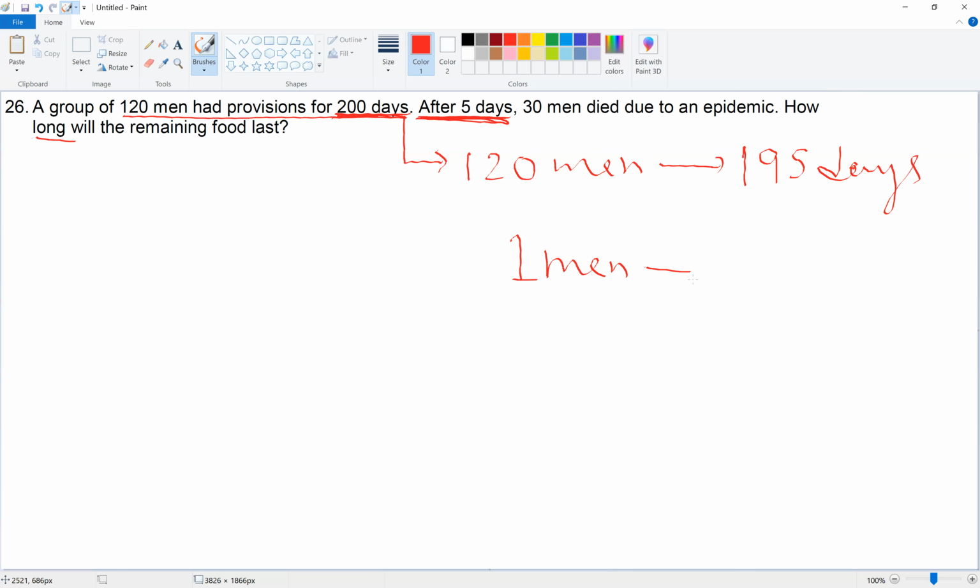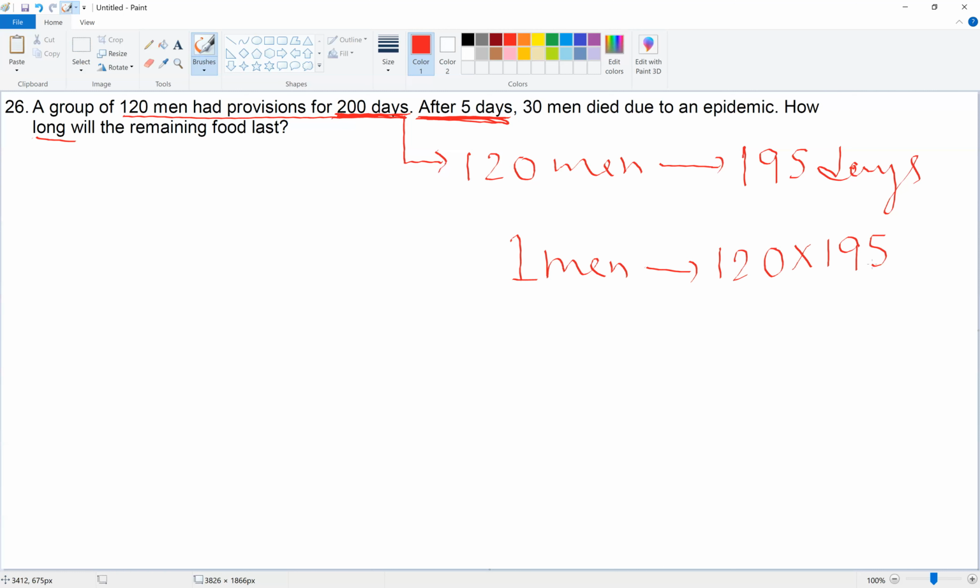Instead of 120 men, if I have only one man, how long will the food last? Is it multiplication or division? More days or less days? Division? Really? So one man, I mean multiplication. So do you understand this should be the answer?